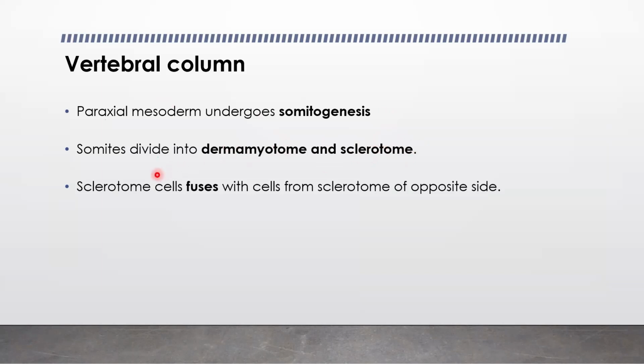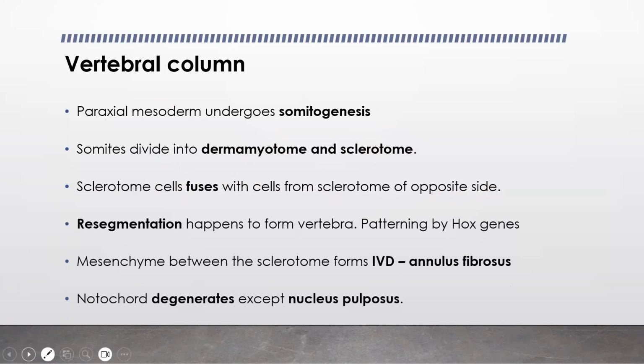So the sclerotome cells that are now surrounding the neural tube will fuse with sclerotome from the opposite side. And after that, we'll have the process of endochondral ossification happening. But before then, we'll have resegmentation. So resegmentation means you have these somites, and the somites will divide into two: the cranial part and the caudal part. The resegmentation will happen in such a way that the cranial part will fuse with the caudal part of adjacent somites, as we'll see in the next slide.